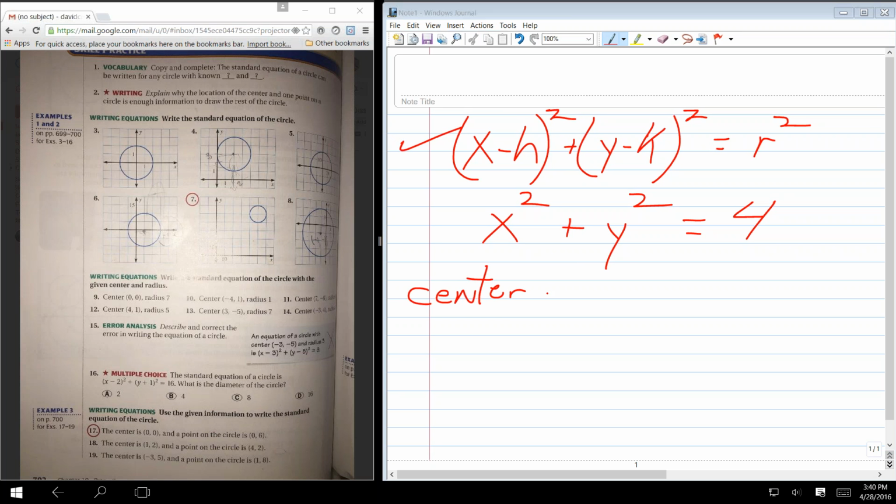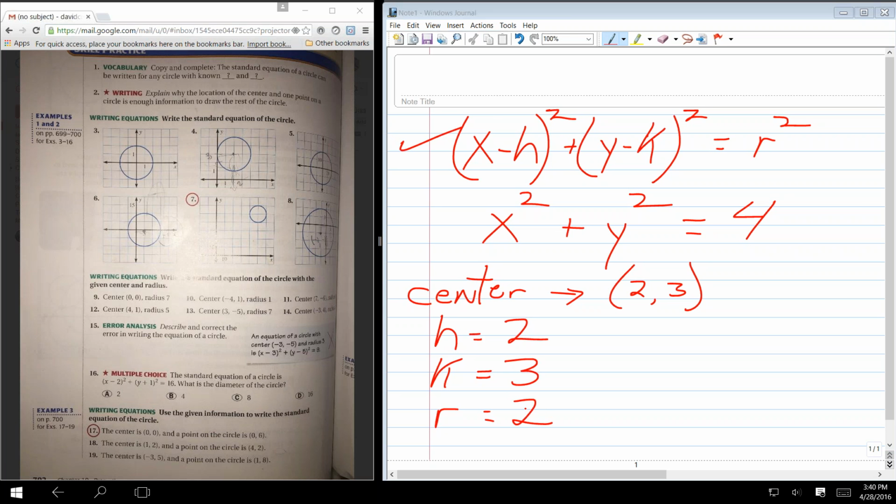It's 2, 3. Okay. So what's h? H is 2. What's k? 3. What's r? 2. Okay, so what's the equation for this circle?